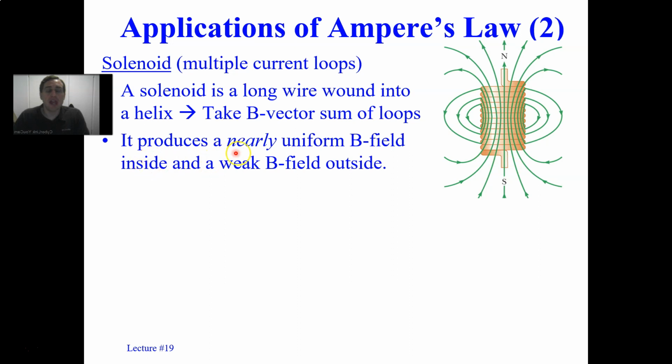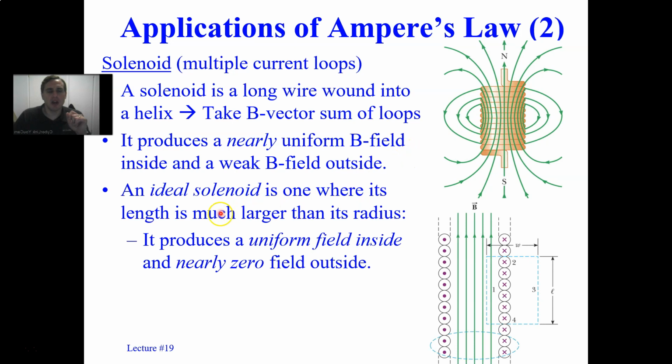These produce a nearly, not perfectly, but nearly uniform magnetic field inside and a weak magnetic field outside them. And by the way, the uniform magnetic field is roughly all the same direction and roughly all the same magnitude on the interior of this solenoid. So an ideal solenoid, I already alluded to this, is one where the length is much larger than the radius. It produces a uniform field inside and a nearly zero field outside.